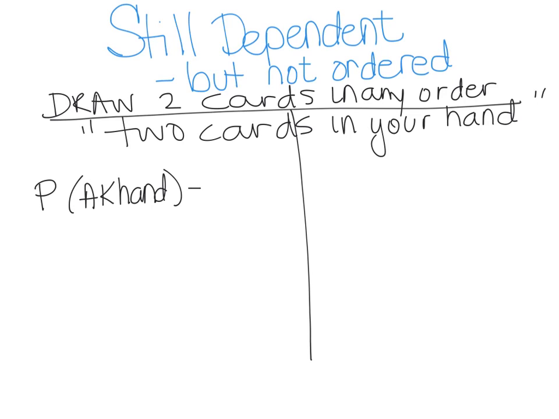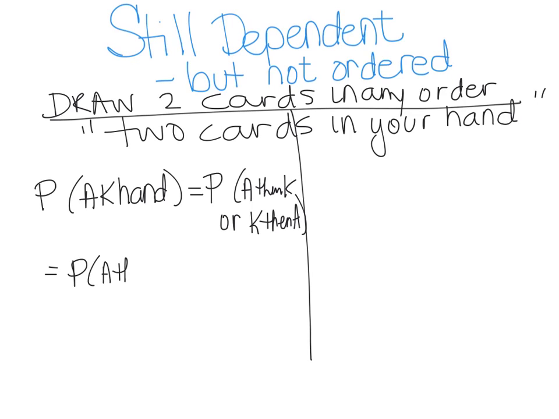Well, I'm going to show you these 2 ways. That's the same thing as the probability of getting ace, then king, or getting the king and then ace. The order didn't matter. So both of those are legitimate ways to have an ace-king hand. So as long as I can use the or, then this is equal to the probability of ace, then king, plus the probability of king, then ace. Okay? So hopefully you see the little bit of a distinction that we're doing here.